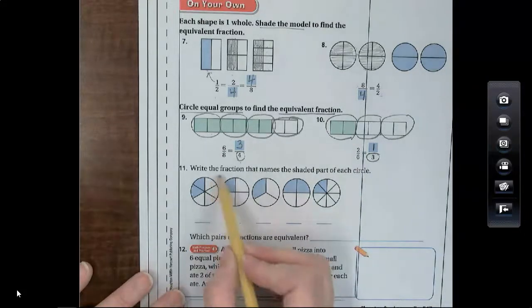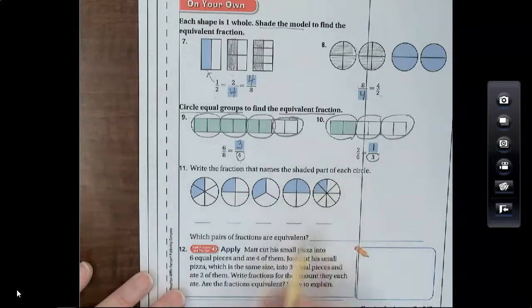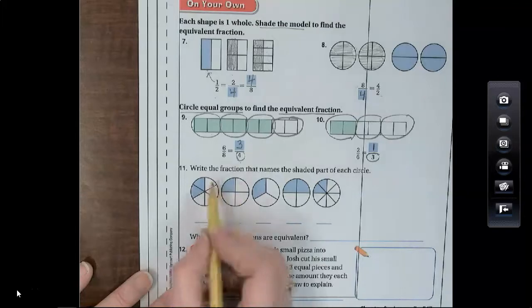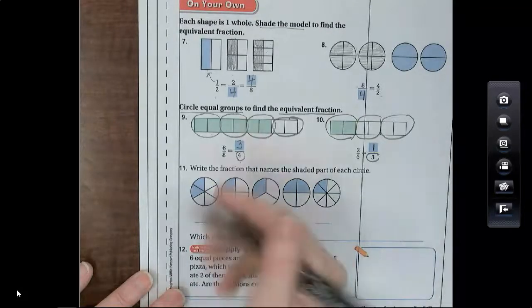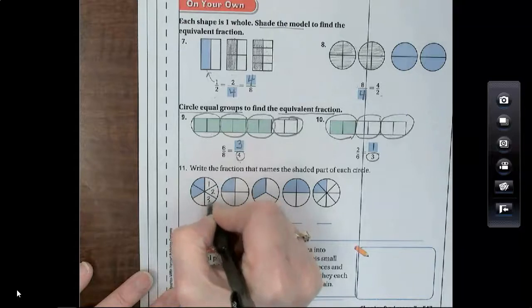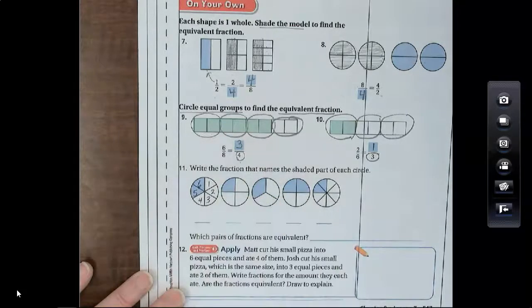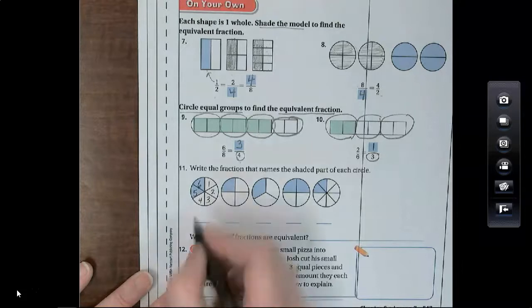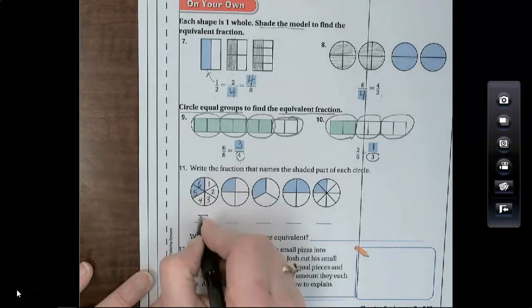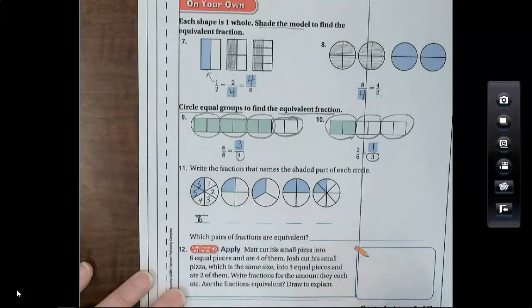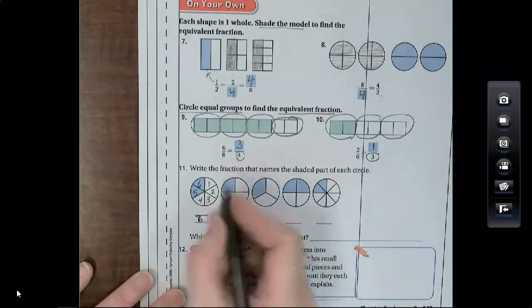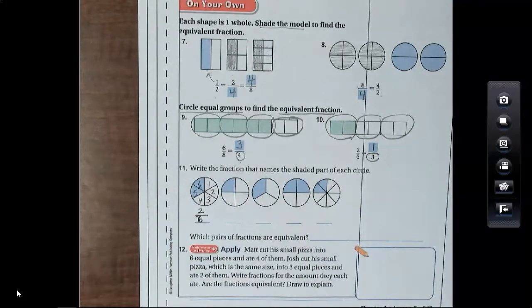Now we have to write the fraction that names the shaded part of each circle. Okay, we have this circle. It's cut into 6. I'm just going to number them to show you. Sometimes you have to touch them or number them to make sure you get the right parts. There's 6 equal parts. So 6 is going to be my bottom number. 6 is my denominator. Now how many are shaded? The shaded ones are blue. So how many are blue? There are 2. So 2/6, or 2 out of 6 of those equal parts are shaded.